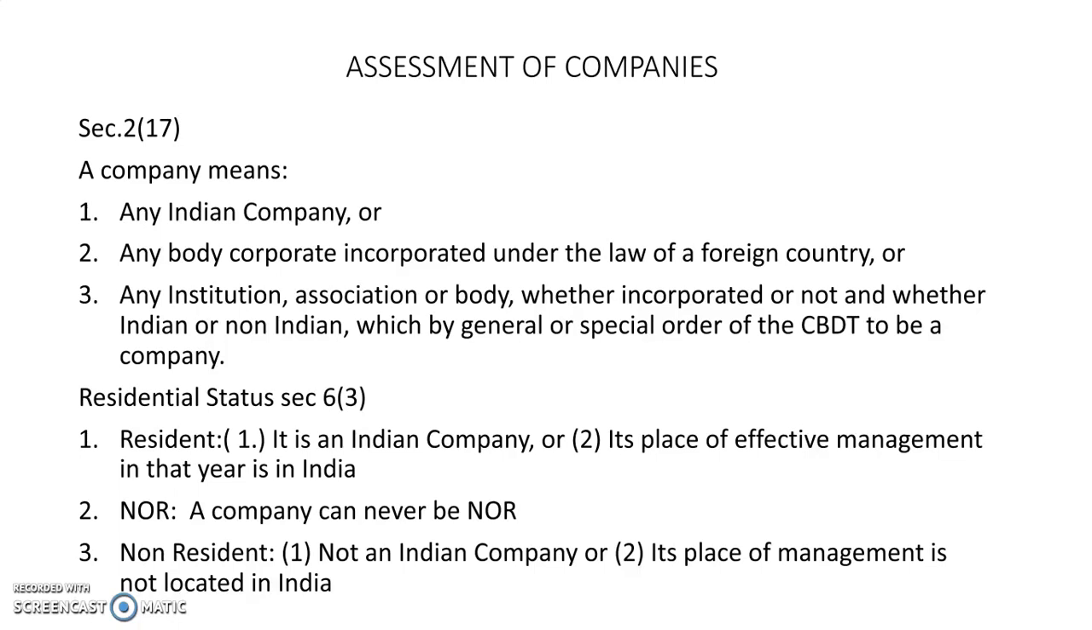First, the meaning of company. It is given under section 2 subsection 17. Company means any Indian company or any body corporate incorporated under the law of a foreign country, or also any institutions or associations, whether incorporated or not, whether Indian or non-Indian, which by general or special order of the CBDT are to be also called a company.